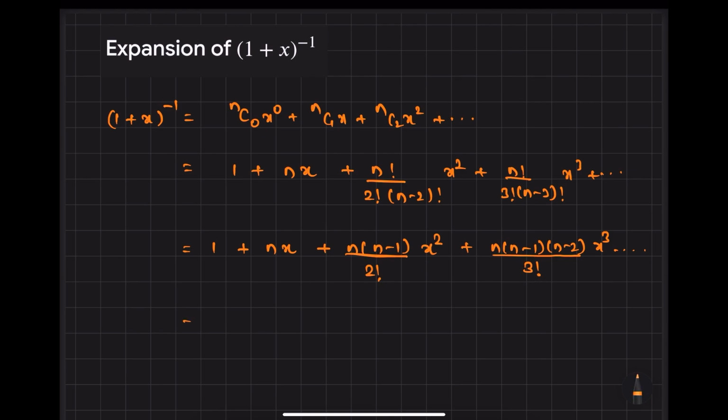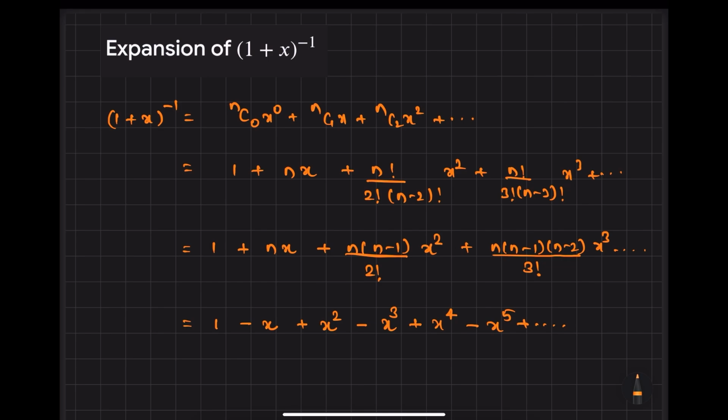Now look at this. Now replace n with minus 1. So it will become 1 minus 1 x, and then minus 1 into minus 2, it will become 2 by 2, so it is x square, and then minus 1 into minus 2 into minus 3 by 3 factorial, and all 3 things are negative, so the product is negative. So x cube. Next will be x power 4, next will be x power 5, dot dot dot.